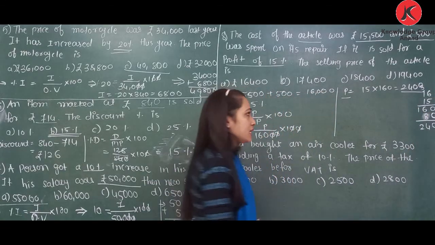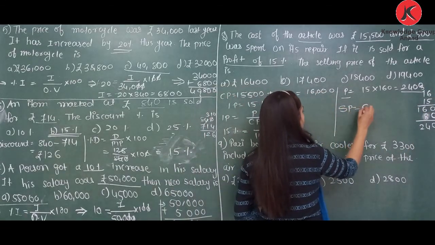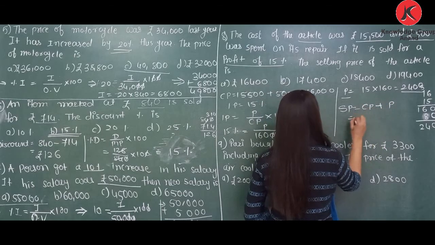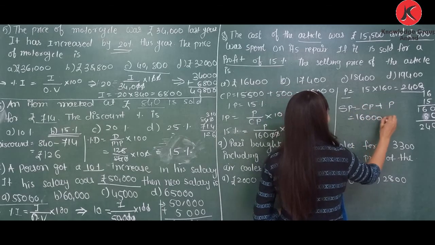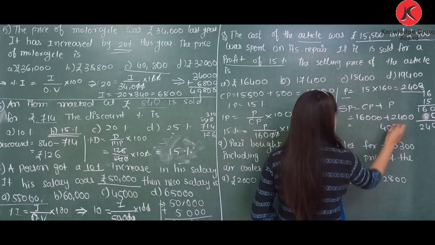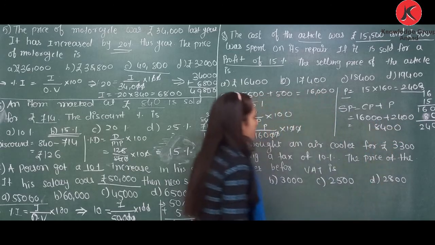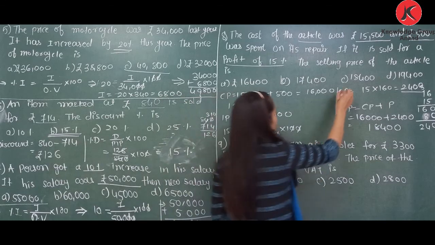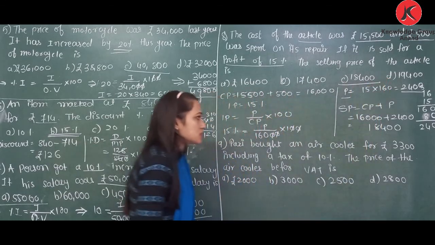So what will be the selling price? Selling price is CP plus profit. 16,000 plus 2,400, so that will give 18,400. So option C, that is our answer.